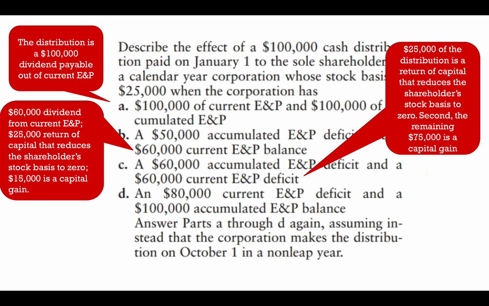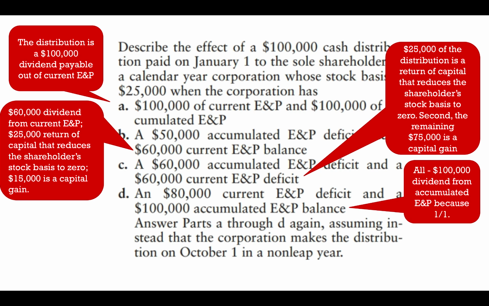D, an $80,000 current earnings and profits deficit and a $100,000 accumulated earnings and profits balance. Okay, so here it's all going to be $100,000. It's all dividend, but it's all from accumulated earnings and profits. The reason that accumulated earnings and profits is $100,000 is because the distribution happened on January 1. If the distribution had happened in the middle of the year, we would have had to reduce accumulated earnings and profits by a portion of the current deficit.